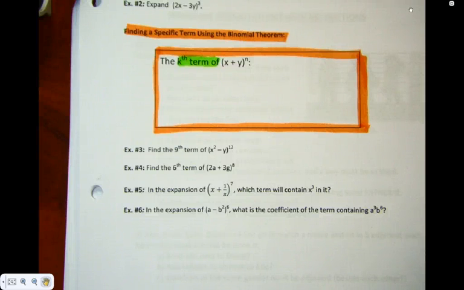This is just picking out a particular term, and the theory is if you can find one term, you can find them all, and as you've seen, it's a lot of work if you have a high exponent. So this is just asking for, for example, the 9th term, the 6th term, the 12th term, whatever term.